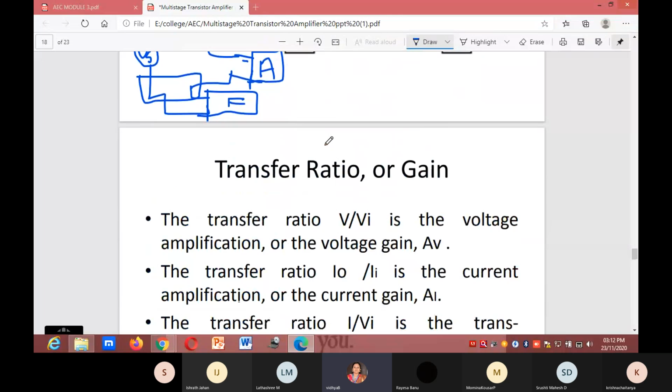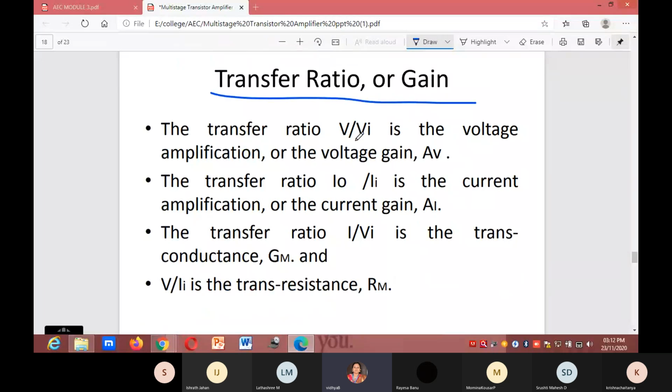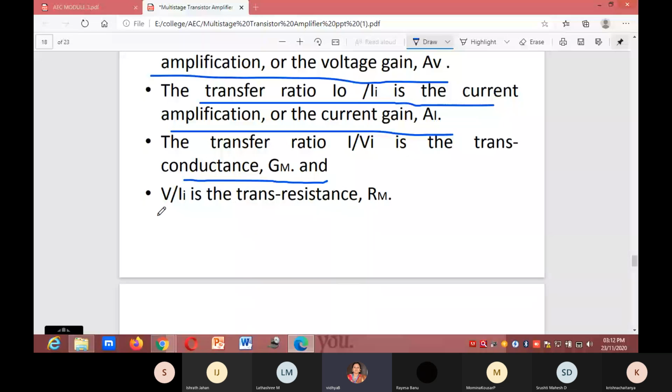Next, transfer ratio or gain. The transfer ratio Vo divided by Vi is the voltage amplification or voltage gain, that is AV. The transfer ratio Io divided by Ii is the current amplification or current gain, AI. The transfer ratio Io divided by Vi is the transconductance, which can be written as GM, and Vo divided by Ii is the transresistance RM.